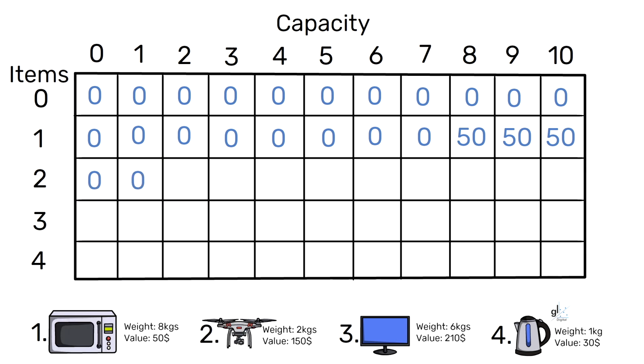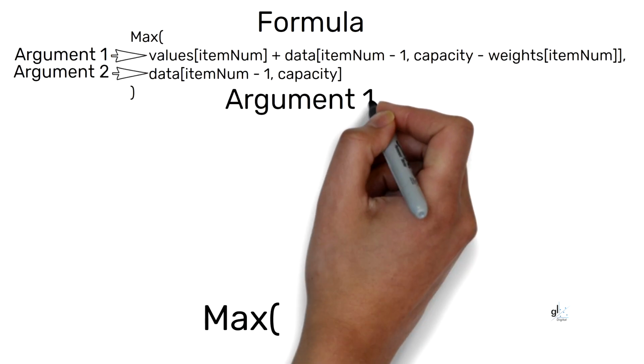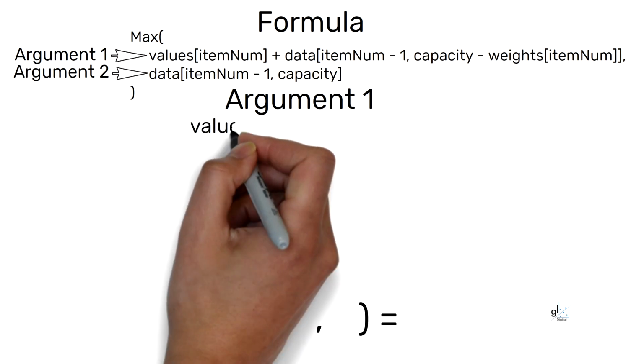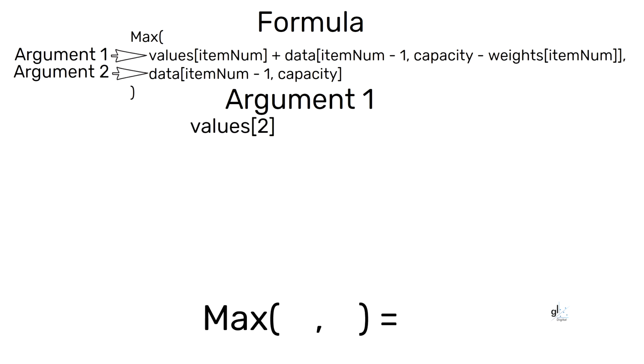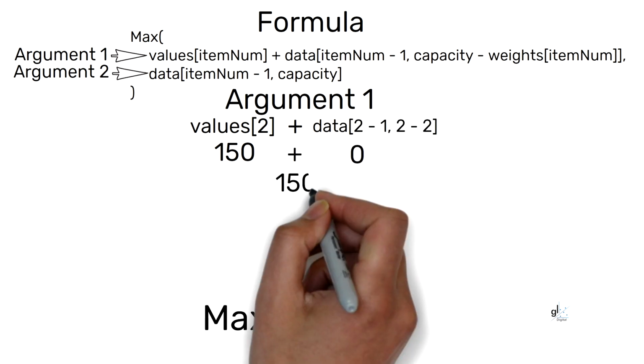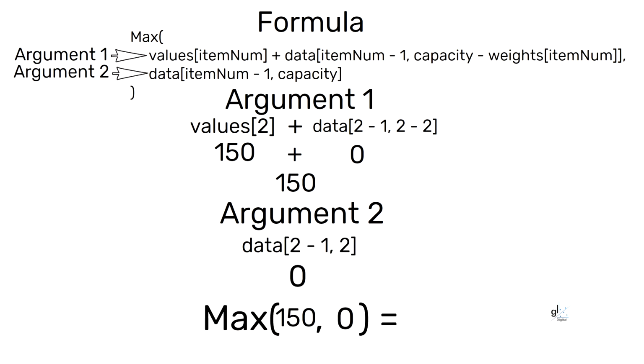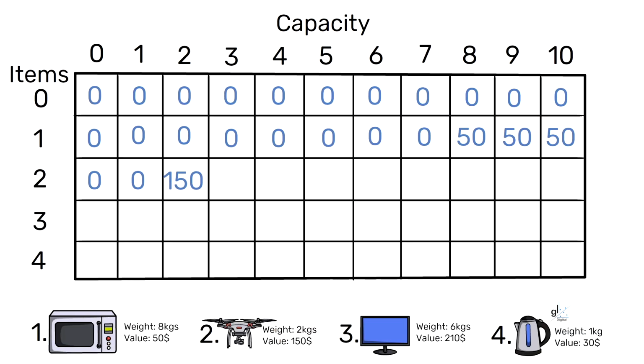Then the code considers a capacity for our container where it can hold 2 kgs. Our drone weighs 2 kgs, which means the drone can be included in the container. So the code within the else if block is executed. So let's plug in the relevant values into our formula. So the first argument passed to the math.max method is the value of the drone, which is 150, plus a value of 0. The second argument is 0, so of course 150 is greater than 0. So let's record the value of 150 at the appropriate position in our table.